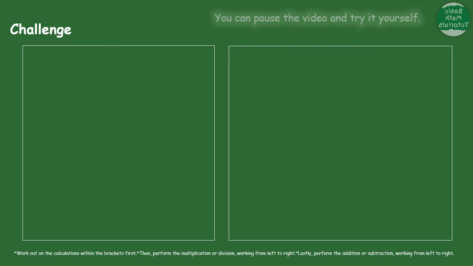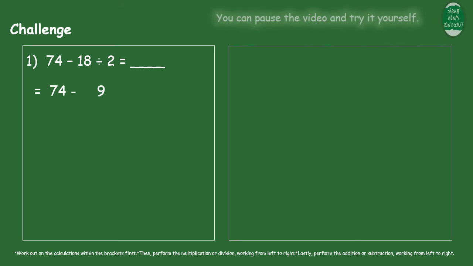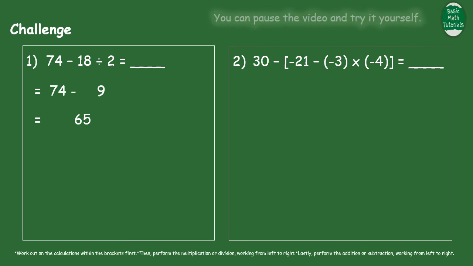You can pause the video and try it yourself if you want. Okay, so first problem is 74 minus 18 divided by 2. As you can see, we have subtraction and division. So which one do we have to deal with first? The division, of course. So 18 divided by 2, that's going to be 9. It's going to be 74 minus 9, which is 65.